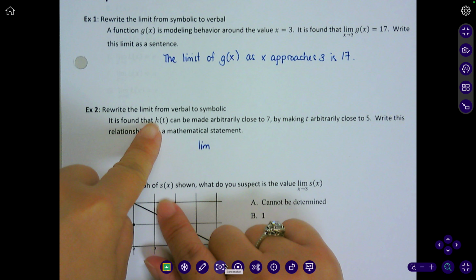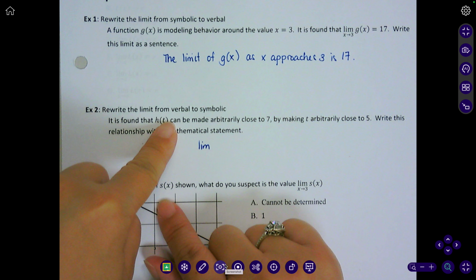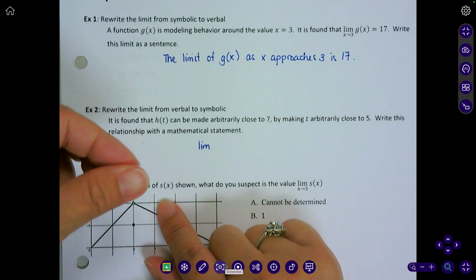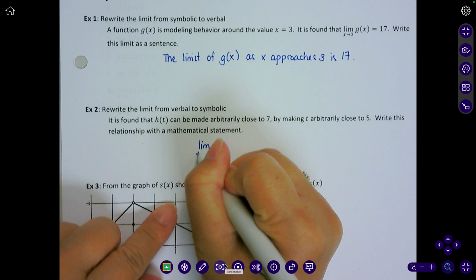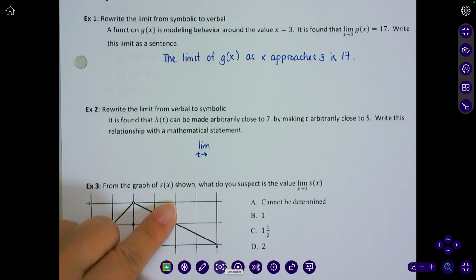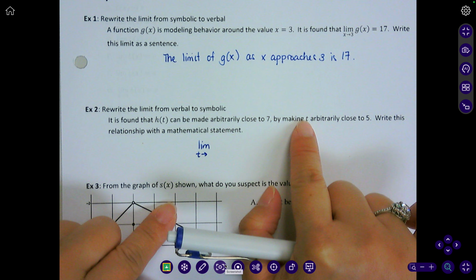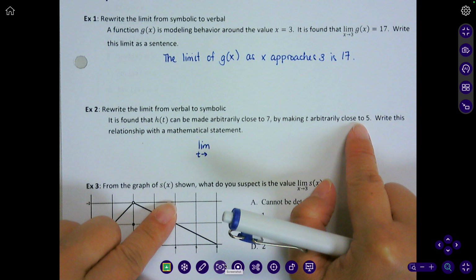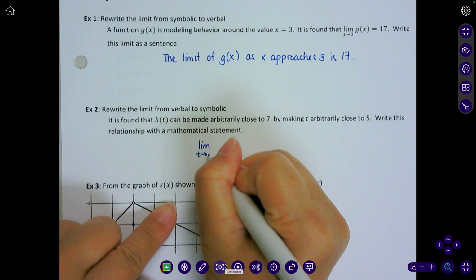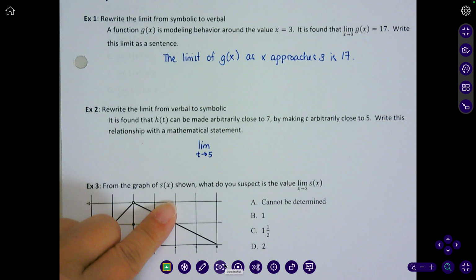It's very similar to f of x. Do you see that? That t is your independent variable, so that is going to go here. That's your x right there, equivalent to the x. Now this tells you t is getting close to 5. That means t approaches 5.